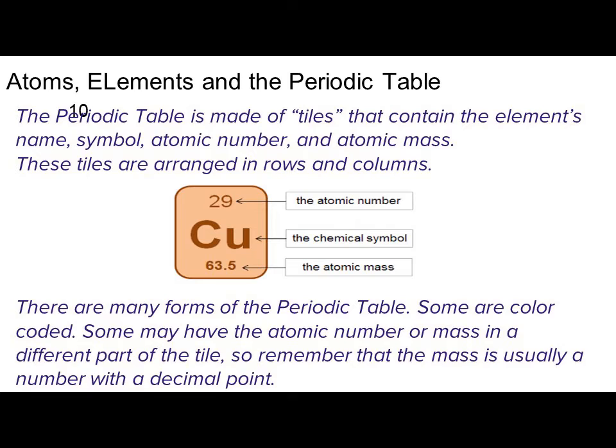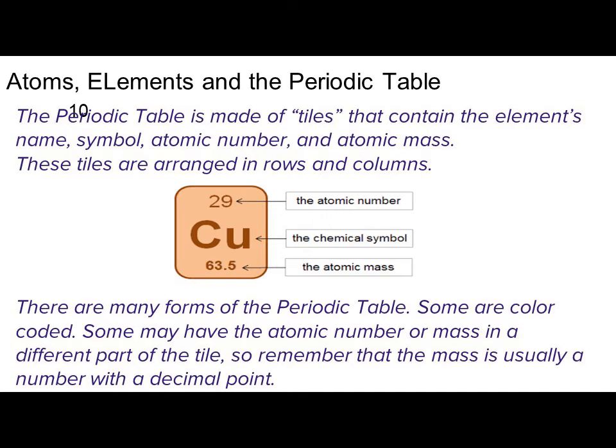These tiles are arranged in rows and columns. In this particular element, we see the number 29, which is the atomic number, which equals the number of protons and or electrons in the element. In the middle, we have the chemical symbol, which is Cu in this case, the first letter being capital. And on the bottom here, we have the atomic mass.